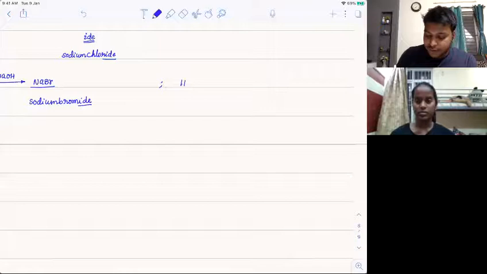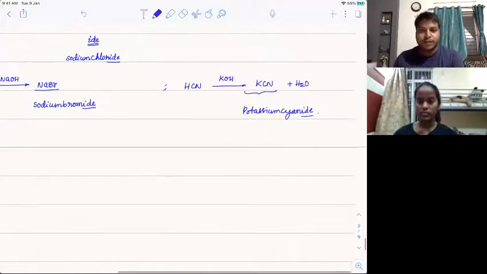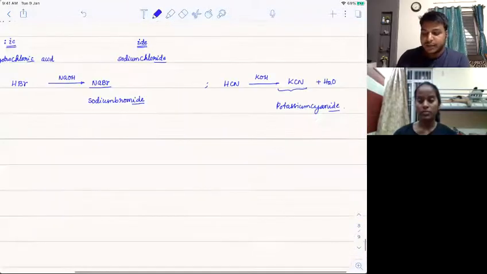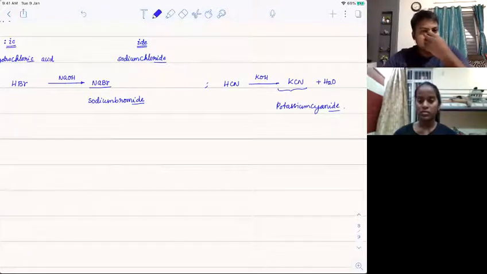So suppose if you have HCN, and on reaction with NaOH, or let's say KOH, it is giving KCN plus H2O. So what is this name now? It is potassium cyanide. You have heard of this potassium cyanide? Well, it's very dangerous, right? Usually anybody who consumes this will immediately die.